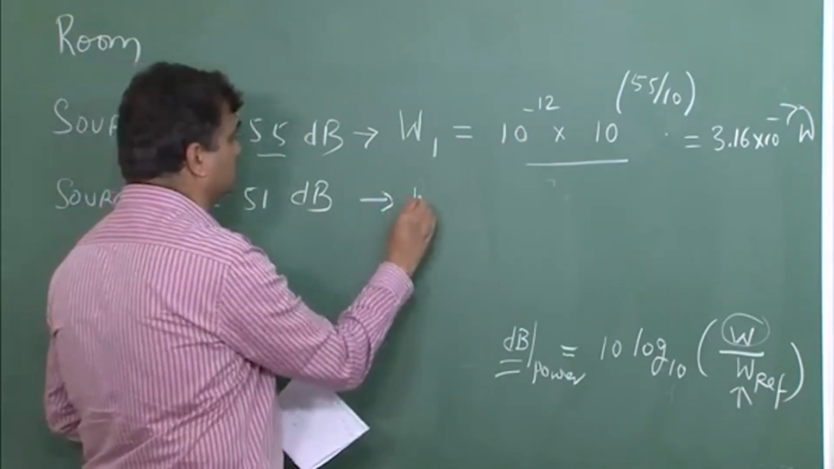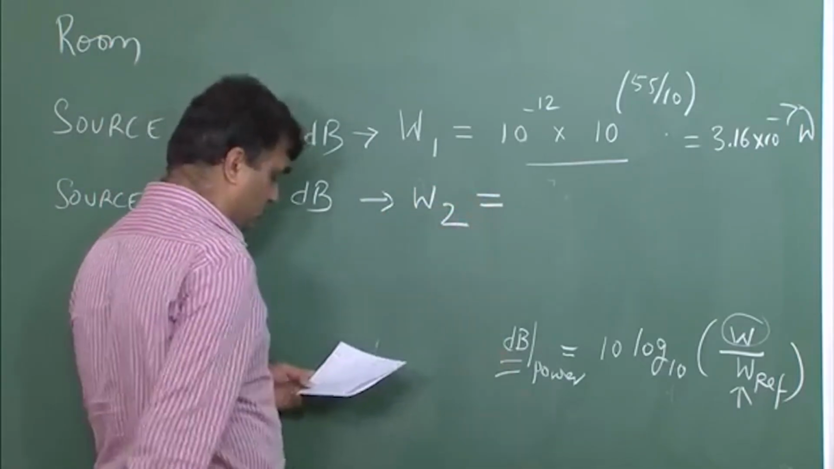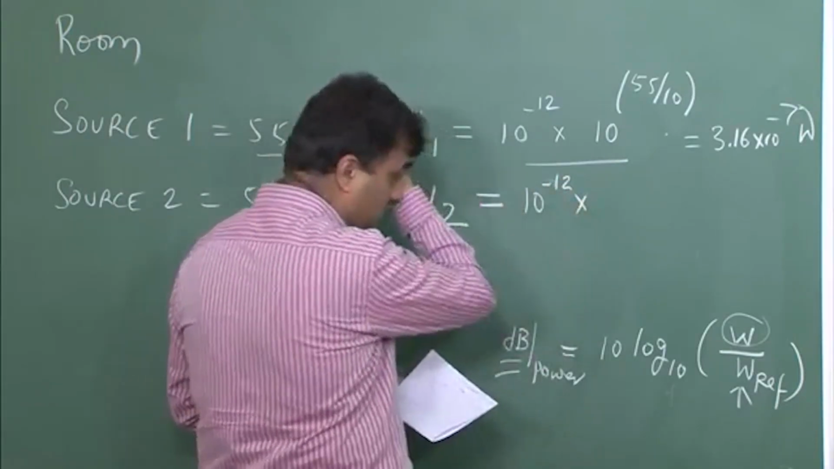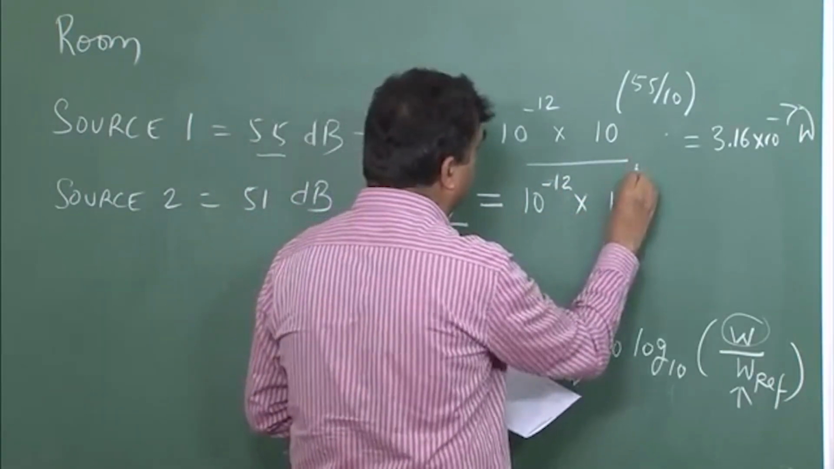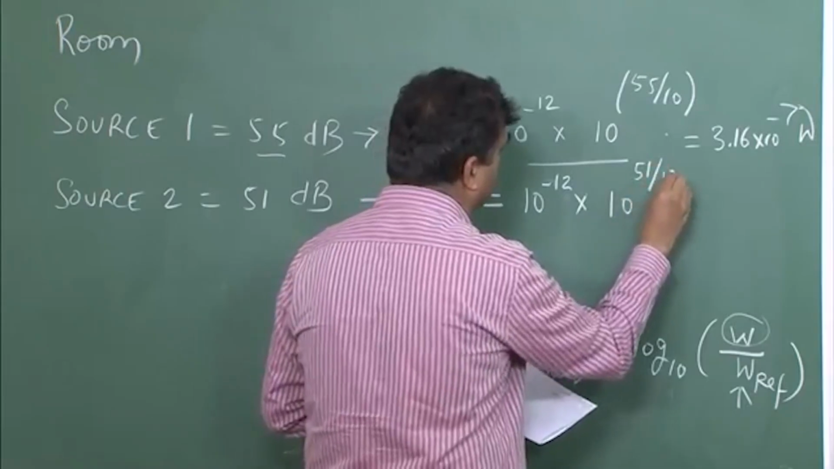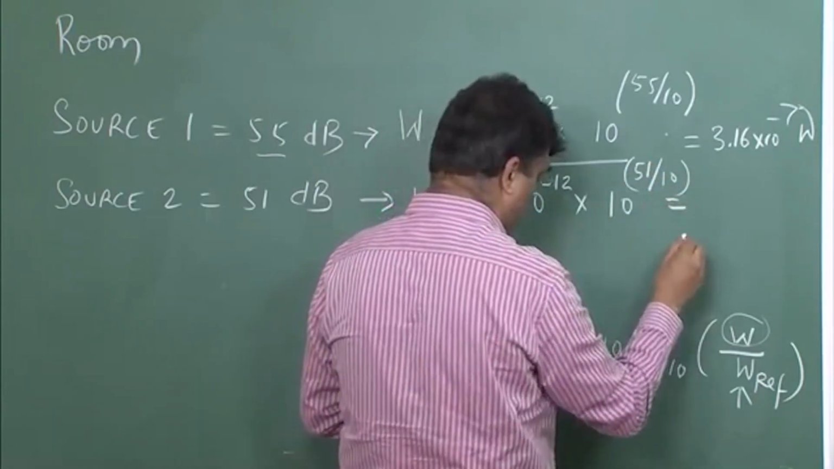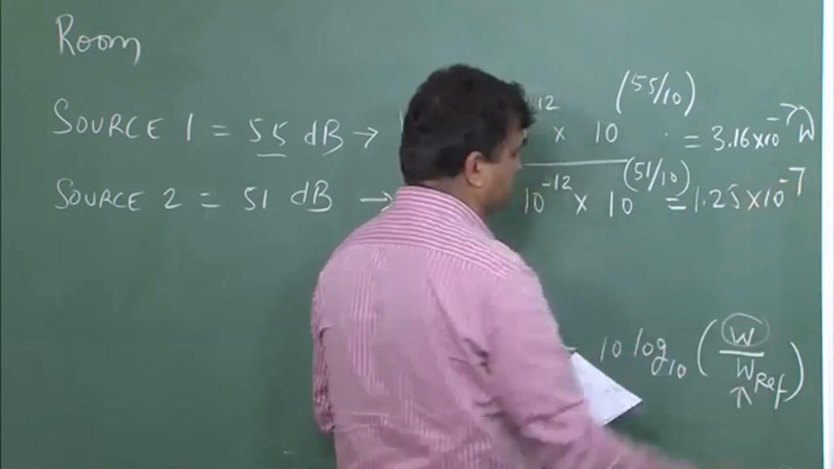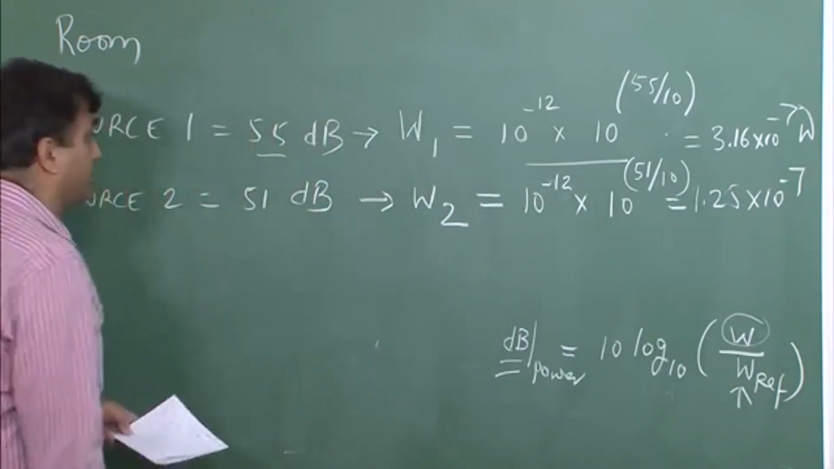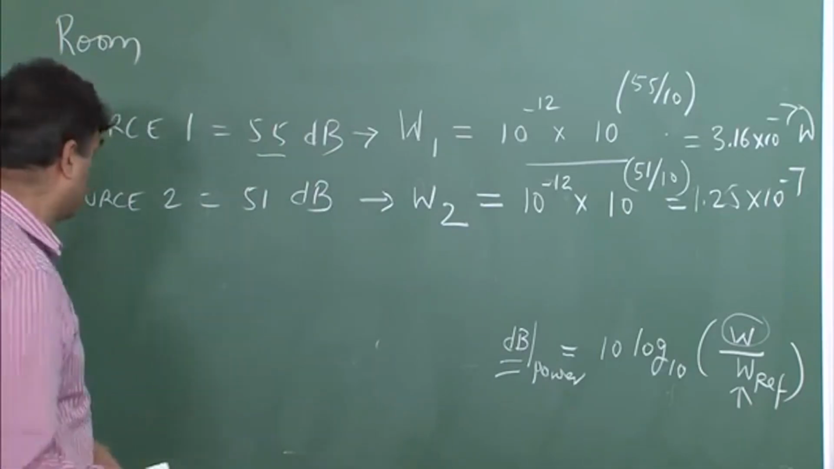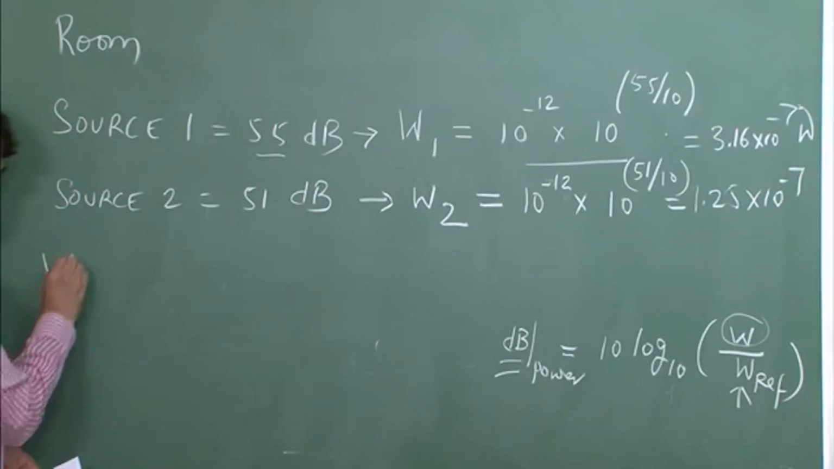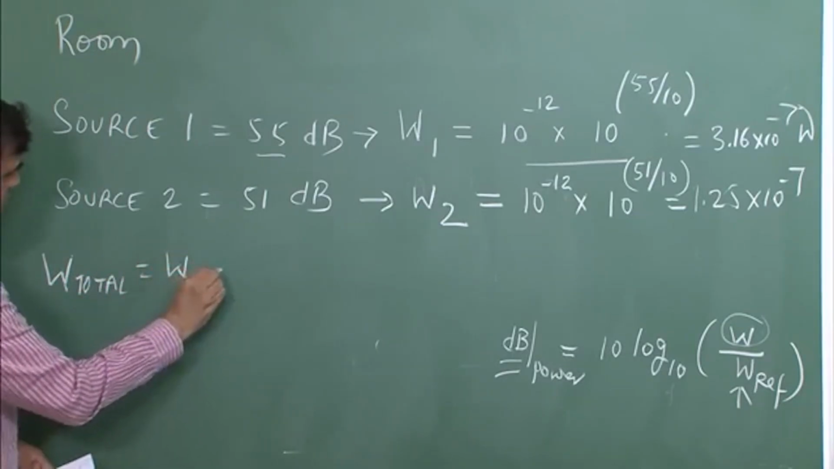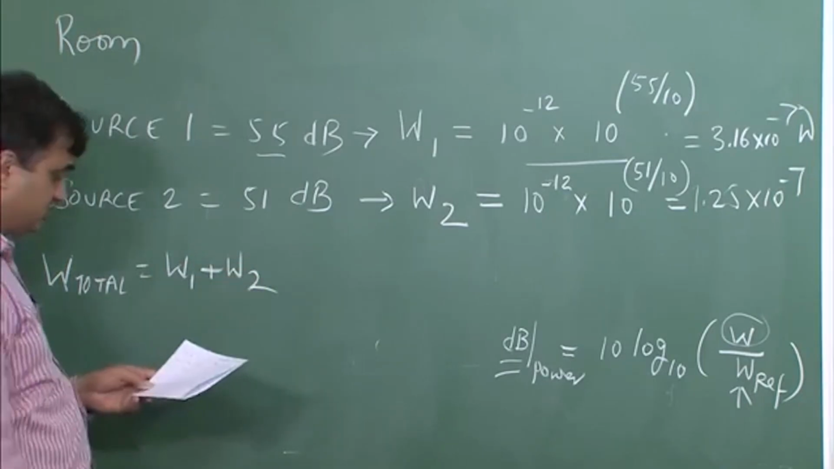Similarly, for the second source, W2 equals 10 to the power of minus 12 times 10 to the power of 51 divided by 10, which equals 1.25 times 10 to the power of minus 7 watts. So the total power emitted if both the machines are running is W total, W1 plus W2.